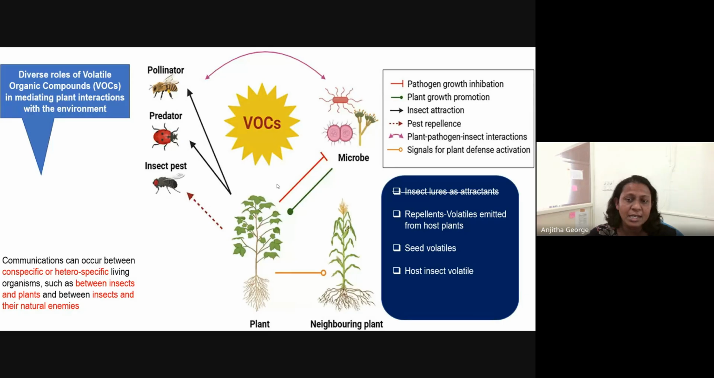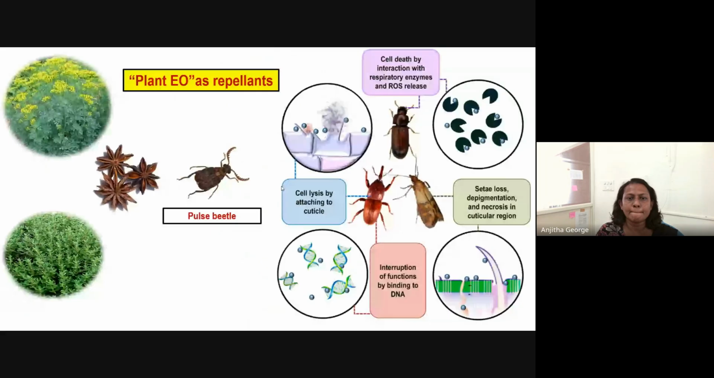And apart from that, there is another phase where our seed, the insect pest, and the natural enemy come in. So it is a tritrophic interaction. So what are the volatile compounds that actually help for this communication?